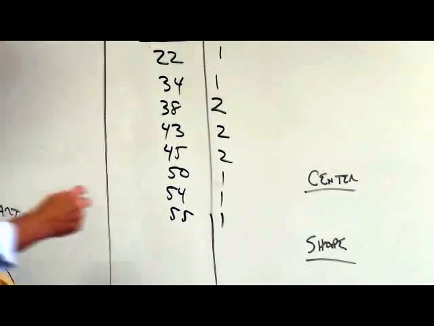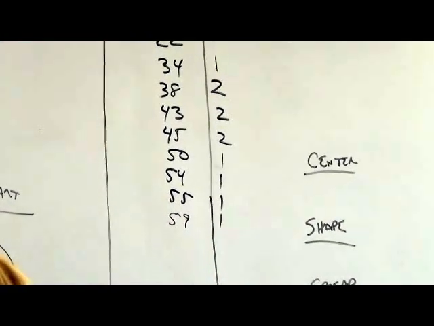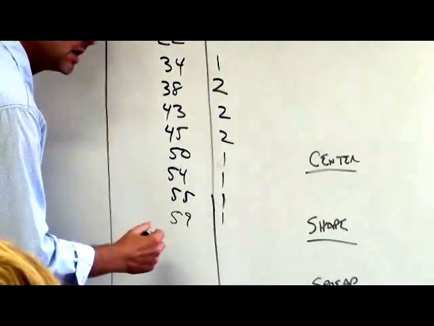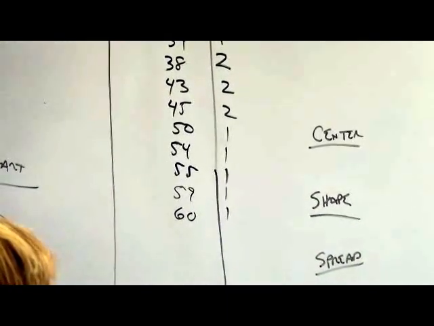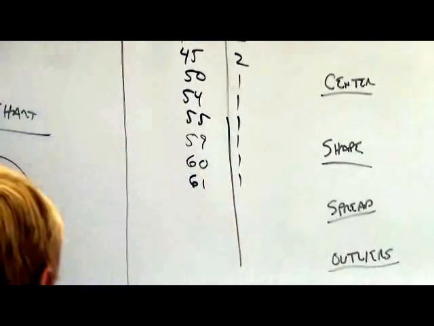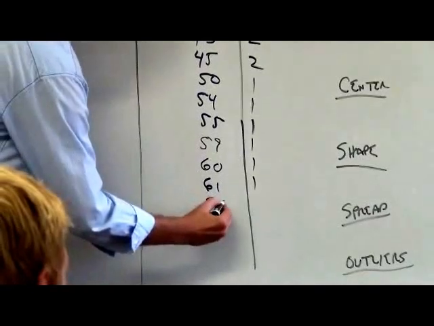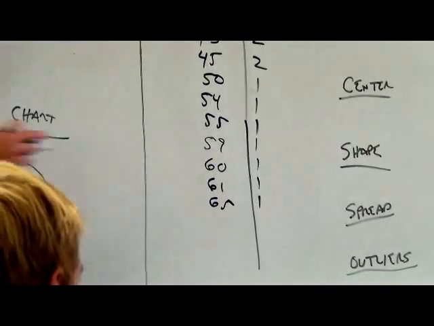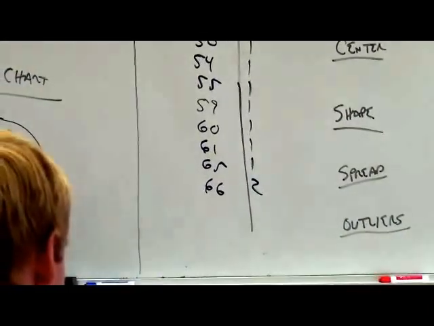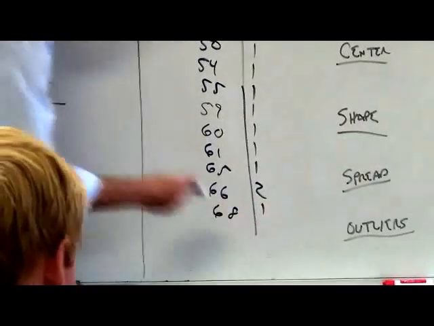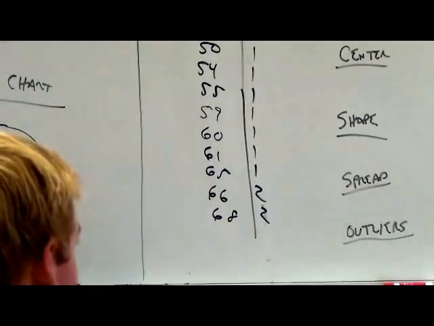One. Okay. 59. How many? We're going to clean this up Monday. We're not going to have to use it every time. Next one. 61. 60? 60. How many? 61? Just one? How many? 66. How many? Two. 68? One. Two. Two? Two. 69. How many?